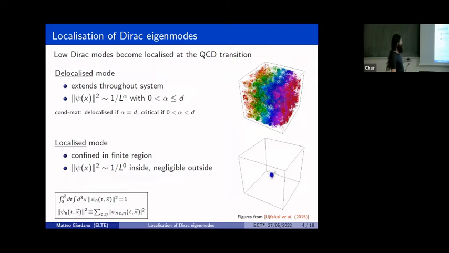A localized mode instead is confined in some finite region. And as you scale up the size of the system, the size of the mode doesn't change. So the fractal dimension is zero in that case. Down here, there is just some explanation of the notation used here, and the fact that here, and in the rest of the talk, I'm talking about normalized modes, modes normalized to one.